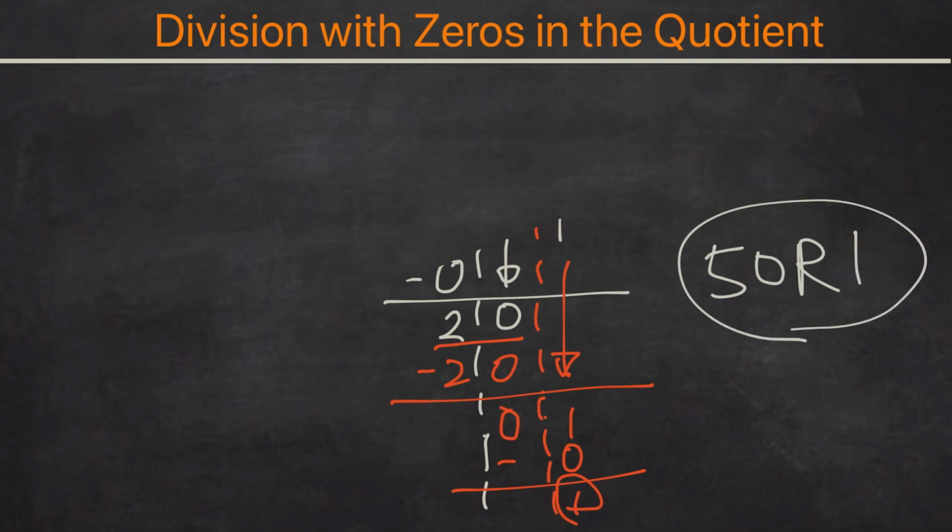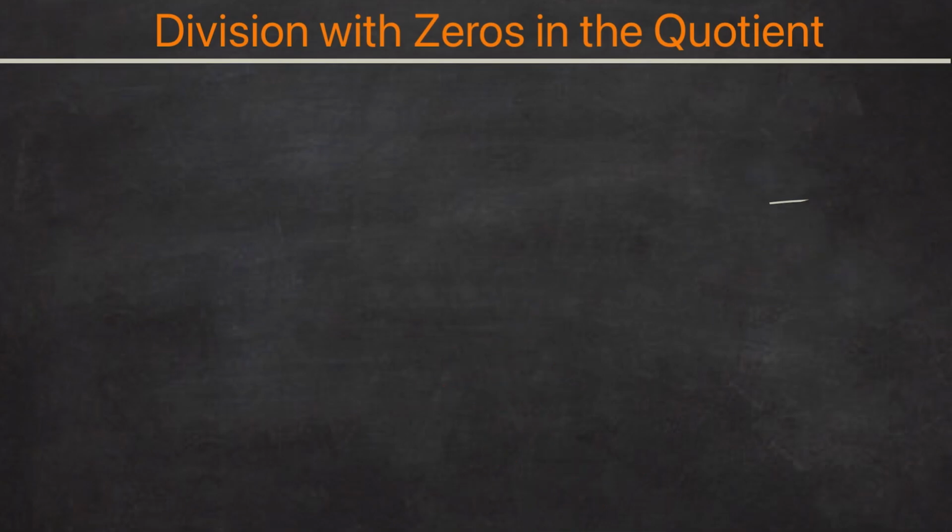And now we have the quiz question. And here it is. 2,706 divided by 3. Now feel free to pause the video and I'll be back in about 10 seconds to reveal the answer.